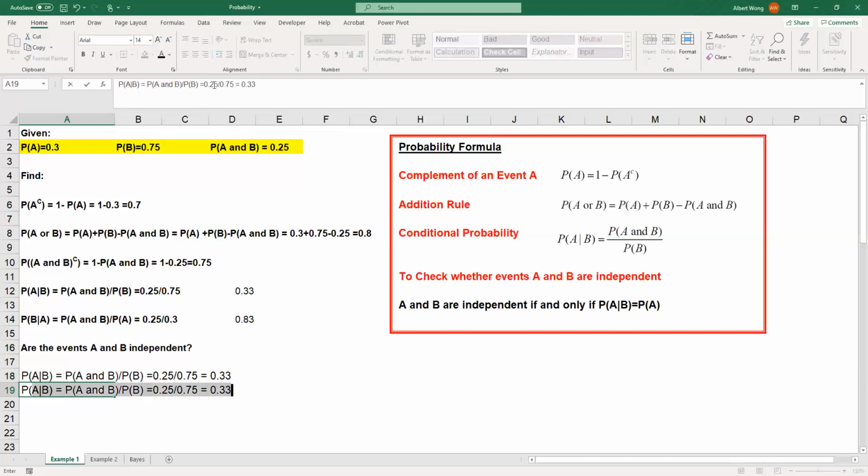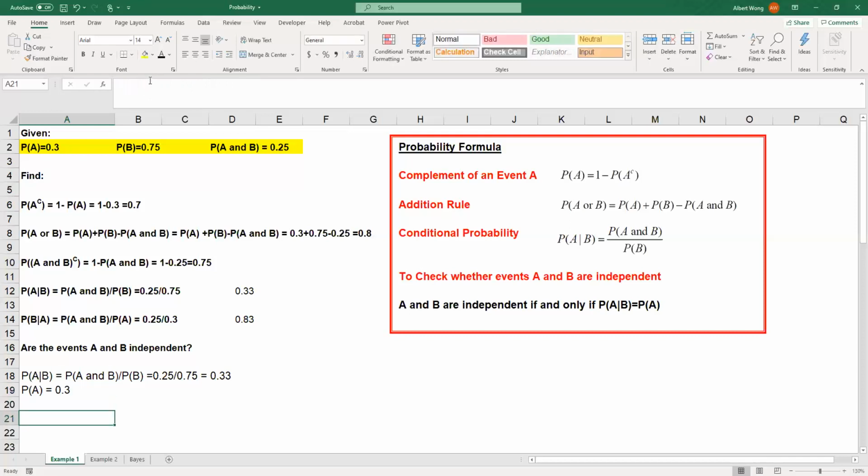On the other hand, what's the probability of A? Well, the probability of A is actually given. We don't even have to calculate that. Probability of A is equal to 0.3. And now what we can do is compare these 2 numbers. If they're the same, then the 2 events are independent. If these 2 numbers are not the same, then these 2 events are not independent. Well, 0.33 is not equal to 0.3. So these 2 probabilities are not the same. So therefore, the 2 events are not independent. And this is exactly what we should write down.